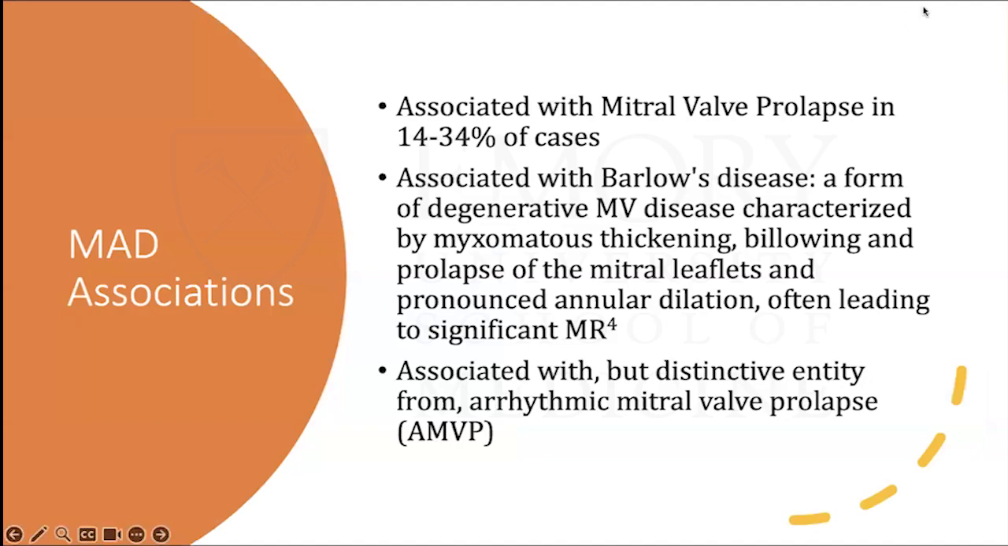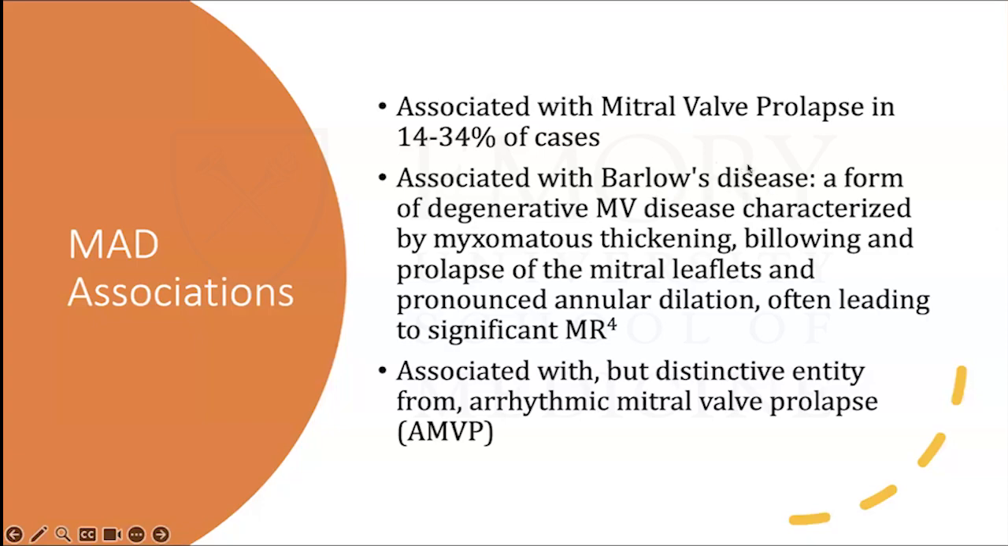Thinking about associations, because I'm talking about this in the setting of arrhythmias, but first other structural associations. We often associate this with mitral valve prolapse, but it's only in 14 to 34% of cases, depending on the study. Not 100% of patients with MAD have mitral valve prolapse, and an even smaller proportion of patients with mitral valve prolapse have MAD. Up to 1 in 8 patients with mitral valve prolapse will actually have MAD. The other 7 will not.